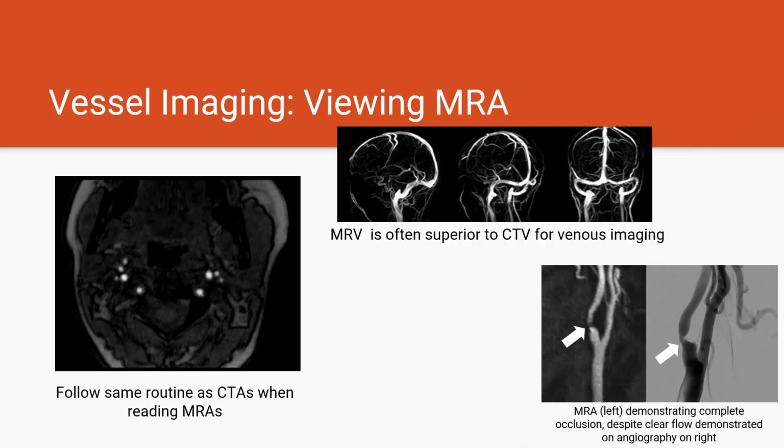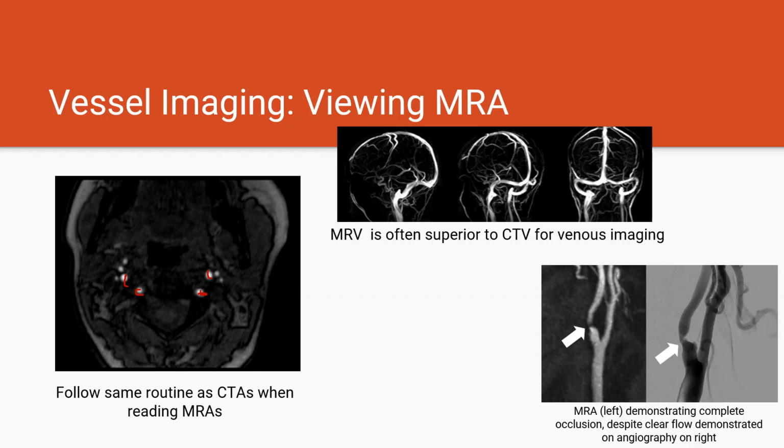And when we use MRAs, we follow the same routine as we do in CTAs, starting at the aortic arch, following the great vessels all the way up to the Circle of Willis. So again, here's a good picture. You can see the two verts back here, and then your carotid arteries here and here. In the top right, here's a picture of a beautiful MRV, which really demonstrates how good the MRV is. And MRV, at least, is usually superior to CTV.